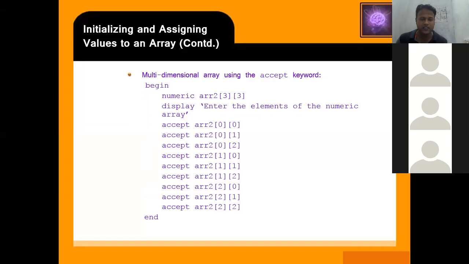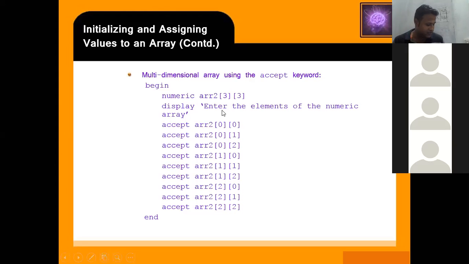It is an initialization of a multi-dimensional array. Numeric array 2, 3 rows and 3 columns, accept array 2 0 row and 0, then accept array 2 1 row and 2 column, array 2 2 means 2 row 0 column. Okay, means 3 columns we are defining.